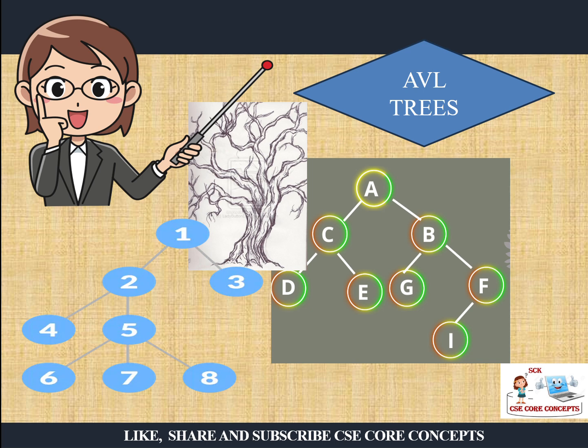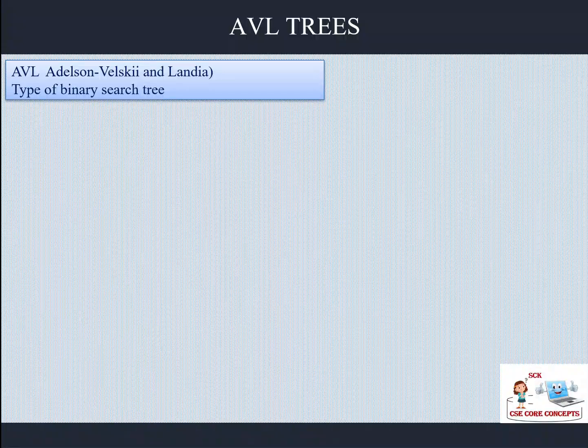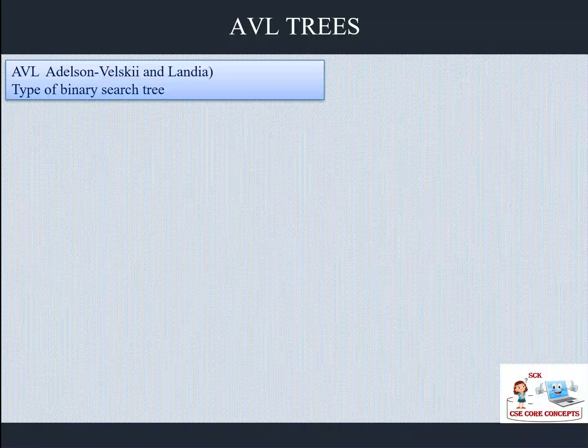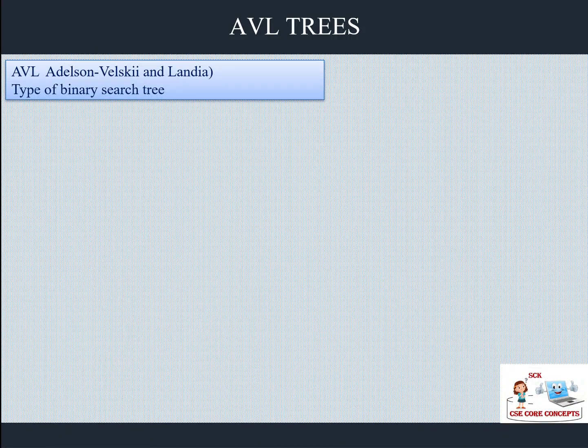In my last video, I had discussed the binary tree traversals and binary search trees. So here in this video, I am going to discuss a type of binary tree which is called an AVL tree. Precisely, this is a type of binary search tree.